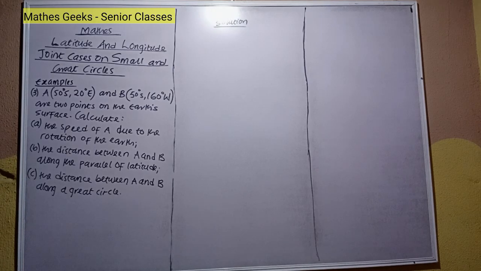Point A is 50 degrees south, 20 degrees east, and point B is 50 degrees south, 160 degrees west. At 2 points on the Earth's surface, calculate A, the speed of A due to the rotation of the Earth. B, the distance between A and B along the parallel of latitude. C, the distance between A and B along a great circle.